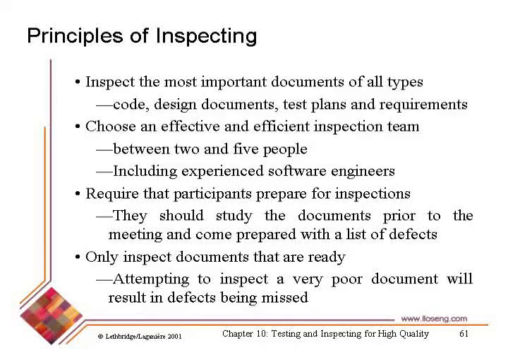A number of principles of inspecting. We're going to inspect all document types, so code, but also design documents. We're going to have a team of people, between 2 and 5 people typically, to do it. We're going to make people understand what they're inspecting before they come into the meeting, so that it's not the first time people have seen the code or seen the design. They've read through it. They have a basic understanding of what it is. That means that the meeting will be much more efficient. And finally, we're only going to inspect things that are finished.